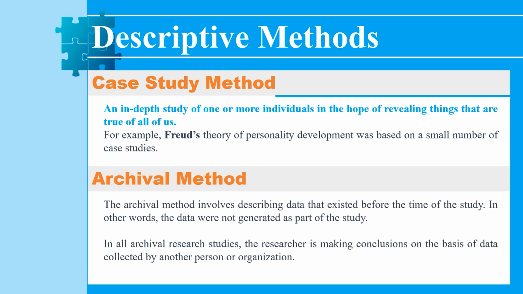And about the archival method, this means that the researcher can never be sure whether the data are reliable or valid. In addition, the researcher cannot be sure that what is currently in the archive represents everything that was originally collected.